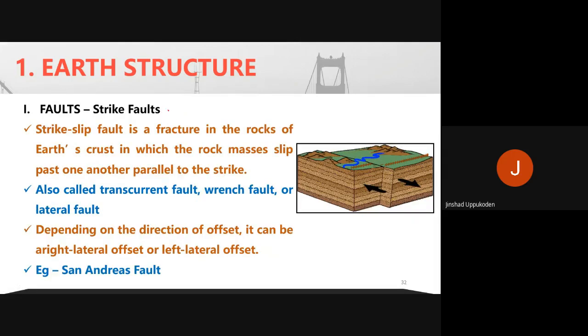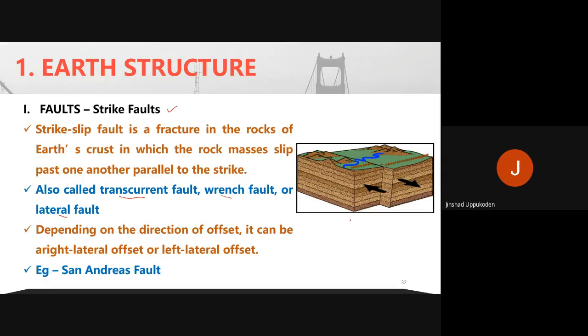The next is strike fault. Strike fault is due to the two blocks, remember one thing, not plates, the two blocks of mass moving like in shear. This is also called a transcurrent fault or a wrench fault or a lateral fault. Depending upon the direction of the offset, it can be either a right lateral offset or a left lateral offset. We're not going to the deeper part regarding that aspect.